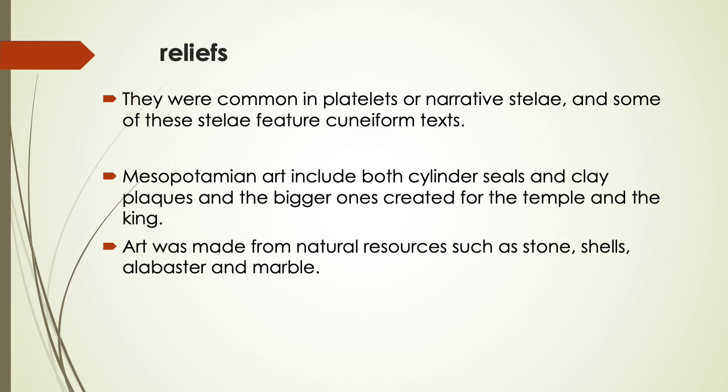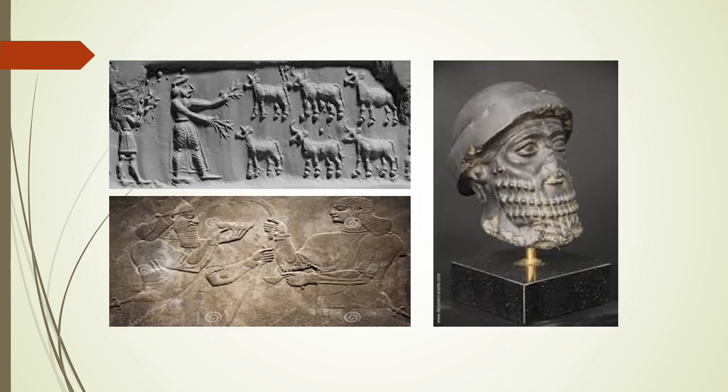Mesopotamian art reflects the ideas, customs, beliefs, and way of life of their people. We know that Mesopotamian civilization comprised of the Sumerian, the Akkadian, the Assyrian, and the Babylonian cultures. Mesopotamian art includes both slender seals and clay plaques, and the bigger ones created for the temple and the king. Art was made from natural resources such as stone, shells, alabasters, and marbles. These are the images of reliefs.